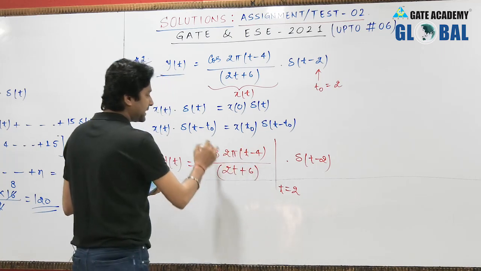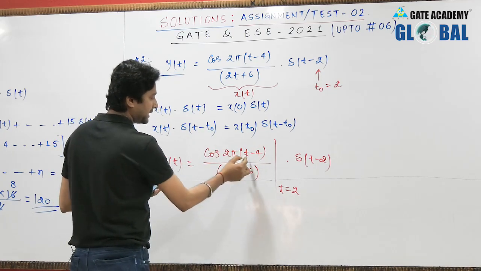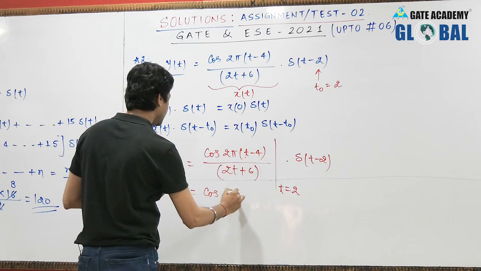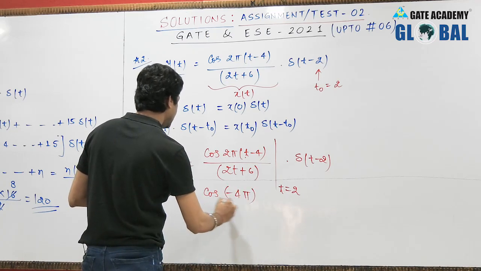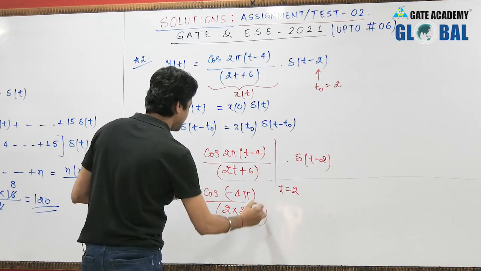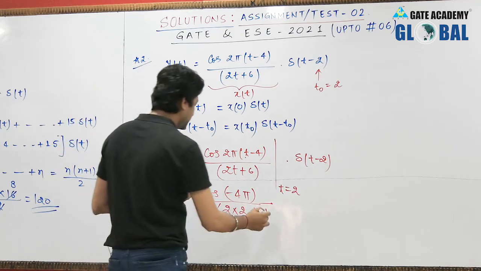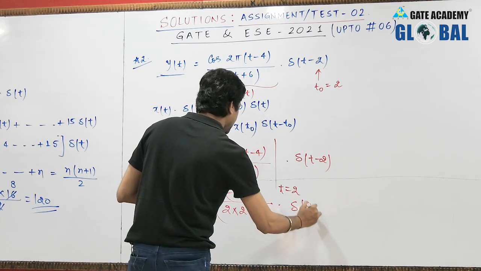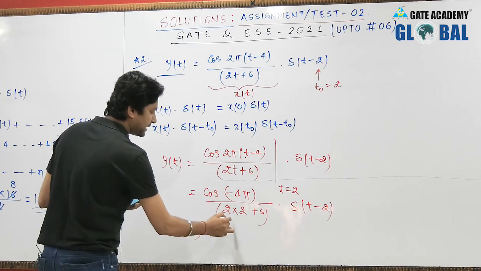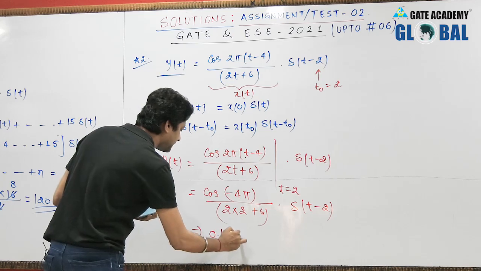So if there were the integral sign also, then what will be the value of this term at t is equals to 2? It will be t minus 4 at 2, that is minus 2. Therefore, it is cos of minus 4 pi divided by 2 into 2 plus 6. So cos of minus theta is cos theta only, and cos of 4 pi is 1. Therefore, this value would be, but here del of t minus 2 must be included also, and the value of this is 1 upon 10, that is 0.1. So the correct answer would be 0.1 times del of t minus 2.